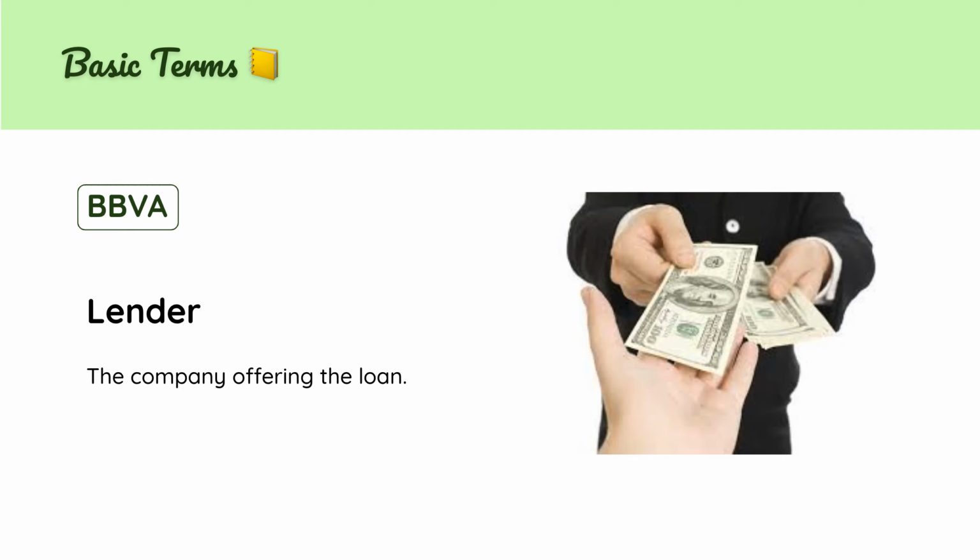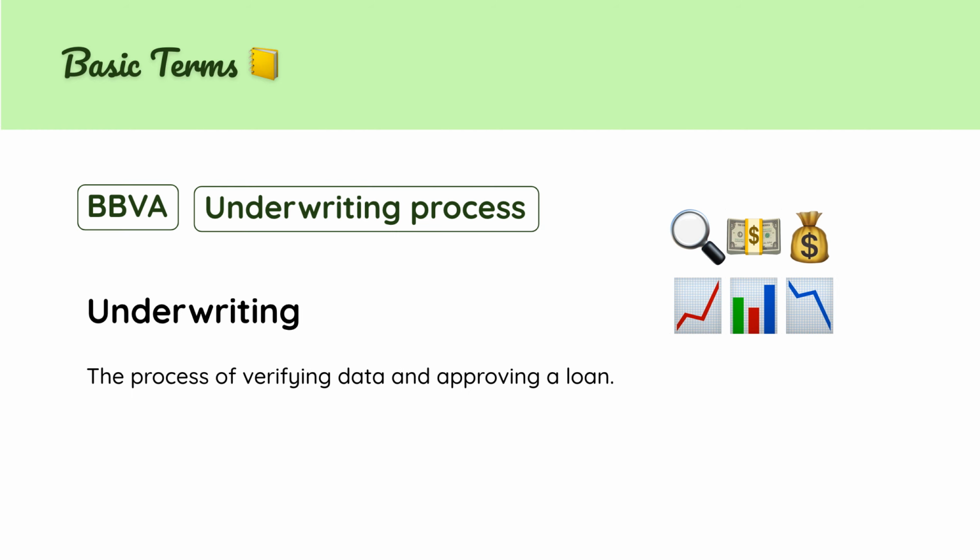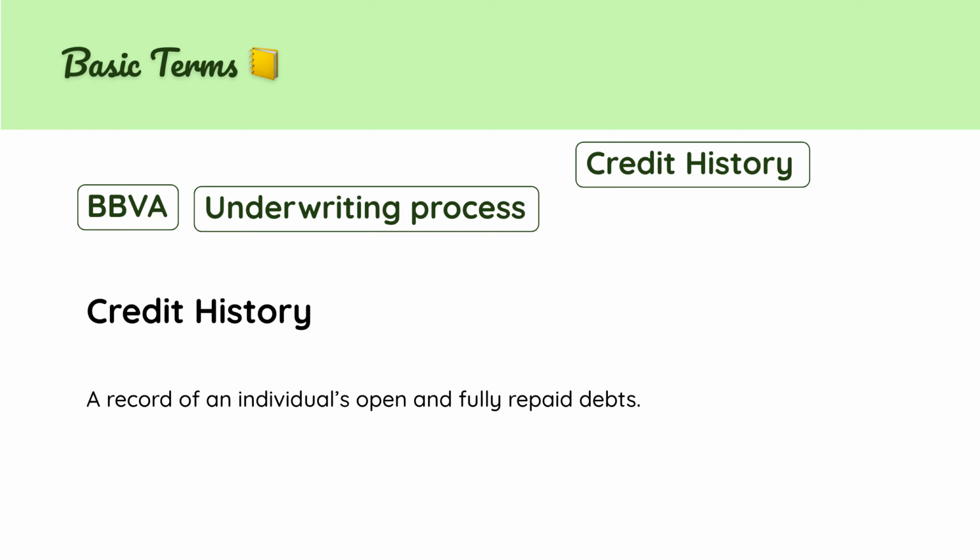Lender. The bank, mortgage company, or mortgage broker offering the loan. Underwriting is the process of verifying data and approving a loan. For instance, let's say I'm applying for a BBVA personal loan. So the bank goes through an underwriting process to verify my credit history, which is a record of my open and fully repaid debts. Credit history helps the lender to determine whether a potential borrower has a history of repaying debts in a timely manner.